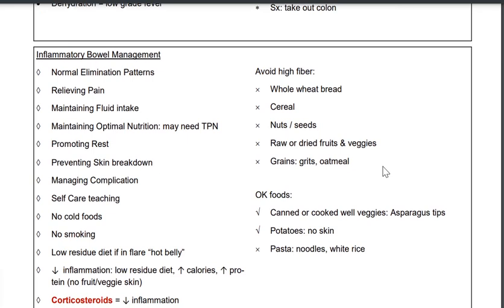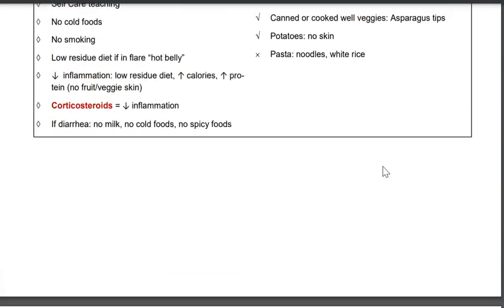So no whole wheat, cereals, nuts, seeds, raw or dried fruits and vegetables, grains, grits, oatmeal. Those are high fibers. You can do canned or cooked veggies, which are softer, and asparagus tips. If anything's canned, it's probably going to be okay. Potatoes, no skin, pasta, noodles, white rice. Those are things that we can eat with inflammatory bowel disease.